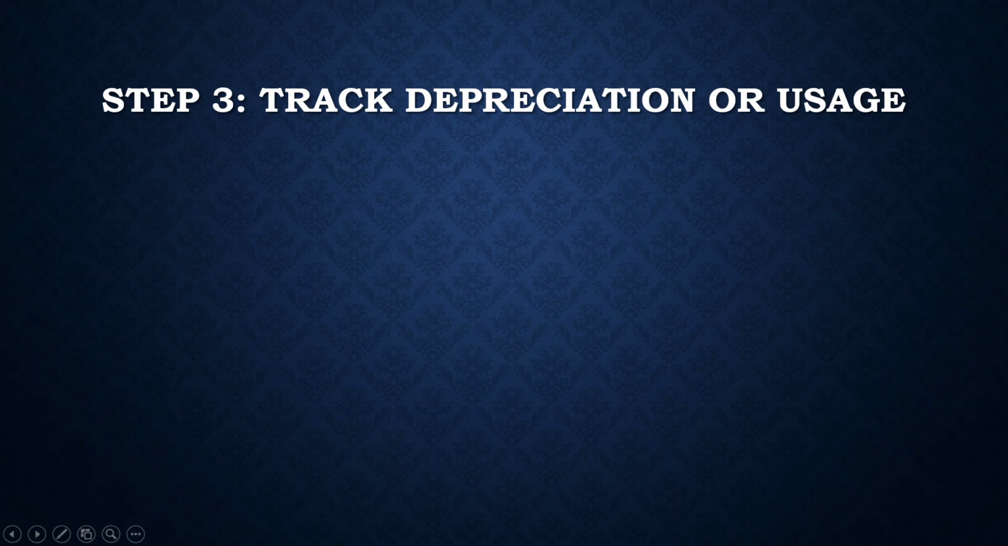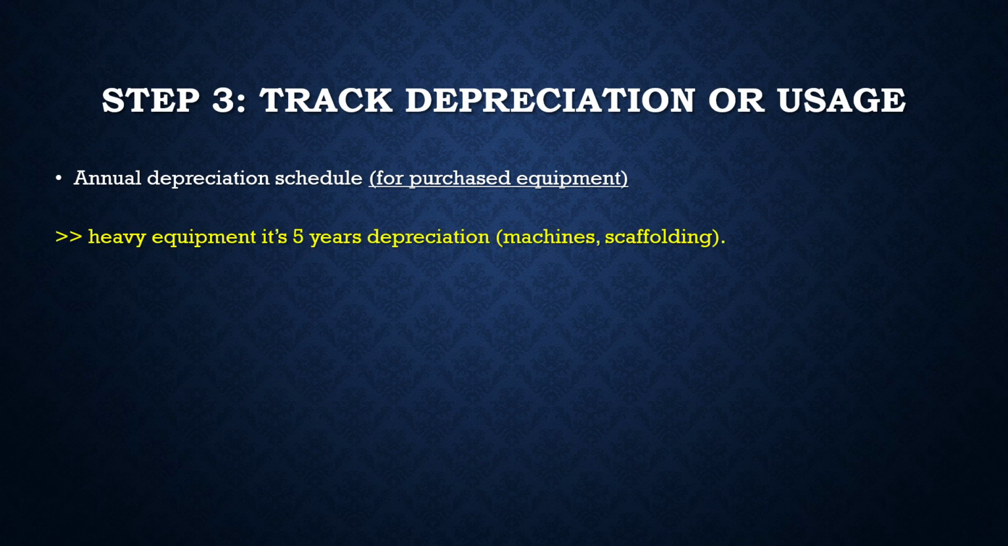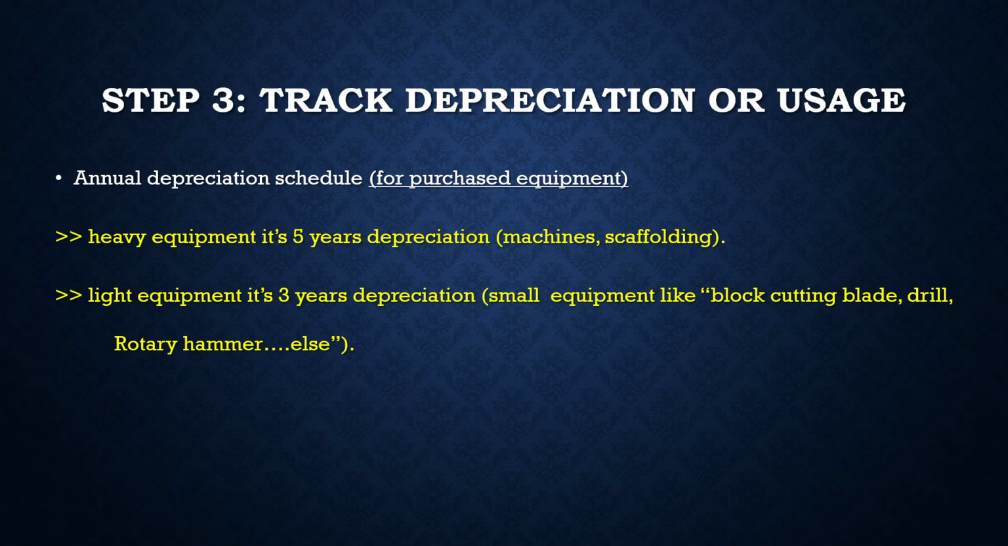Step 3. Track depreciation or usage. Once we have the source documents, the next step is to track depreciation or usage of the equipment. For purchased equipment, we follow an annual depreciation schedule. Heavy equipment, like machines and scaffolding, is usually depreciated over 5 years. Light equipment, such as block cutting blades, drills, rotary hammers, and similar items, is depreciated over 3 years.